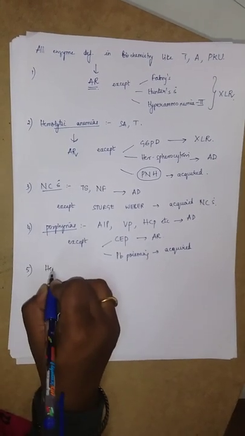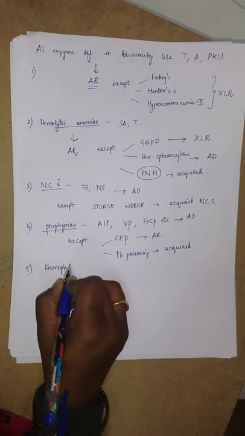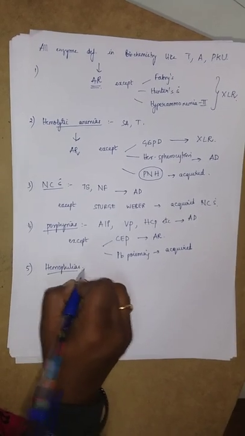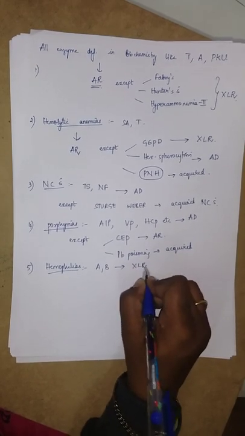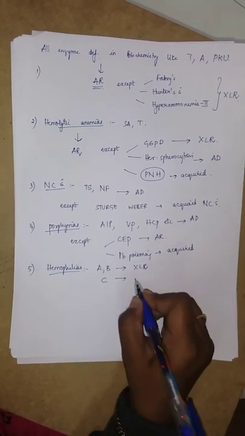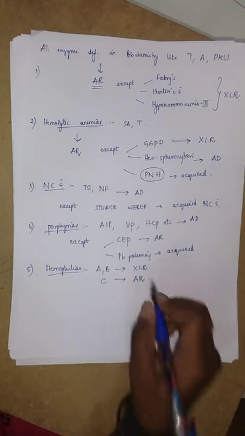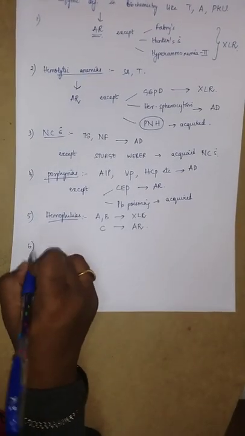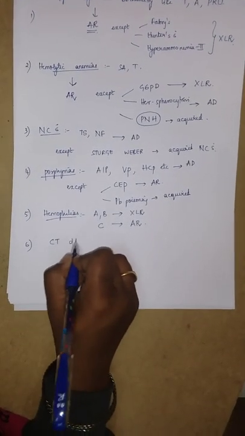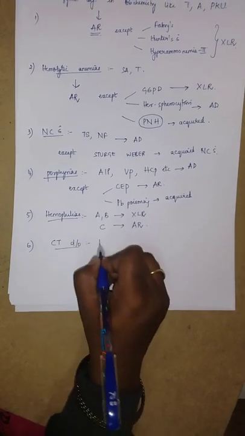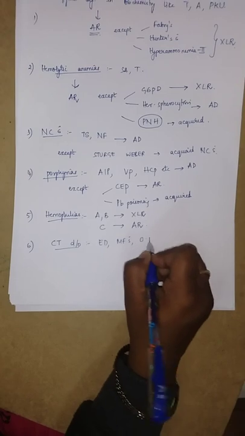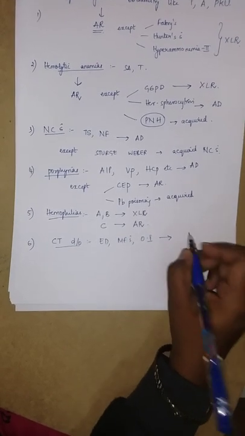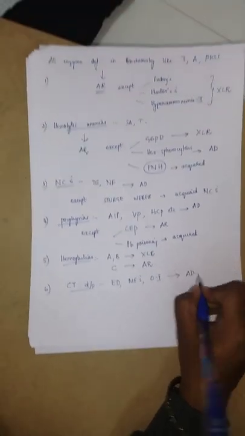Next, coming to hemophilias. Hemophilia A and B are inherited via X-linked recessive pattern, whereas hemophilia C is inherited via autosomal recessive pattern. Next, coming to connective tissue disorders. Connective tissue disorders such as Ehlers-Danlos, Marfan syndrome, osteogenesis imperfecta, etc. All these connective tissue disorders are inherited via autosomal dominant pattern.